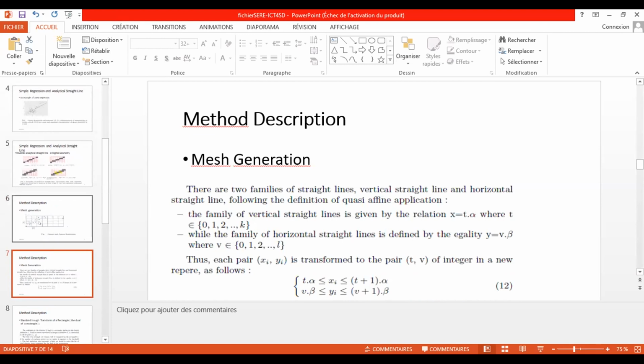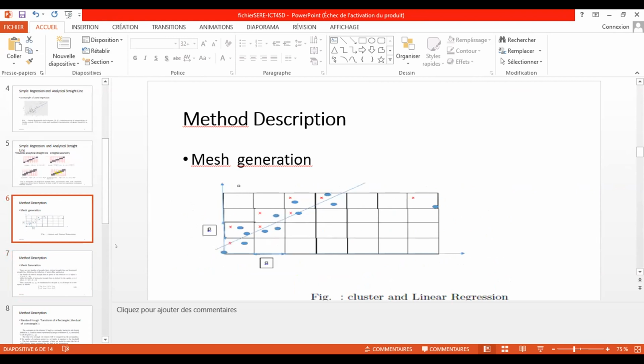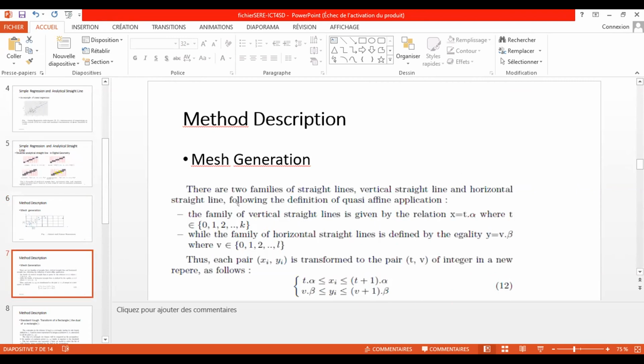In the previous slide, you see there are two families of straight lines: vertical straight lines and also horizontal straight lines. The family of vertical straight lines is given by this equation, and the horizontal straight lines are defined by this relation. Each pair corresponds to a point. It is transformed to a pair of integers, a new pair defined by this relation.